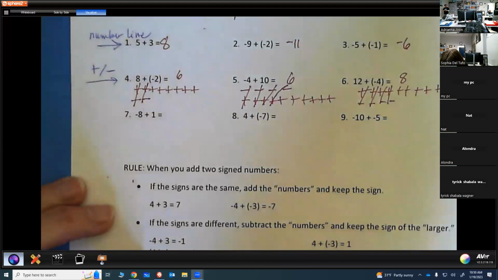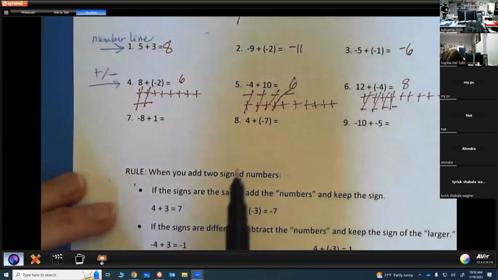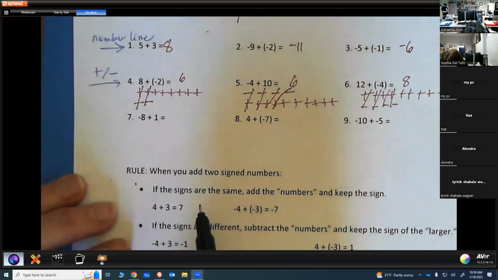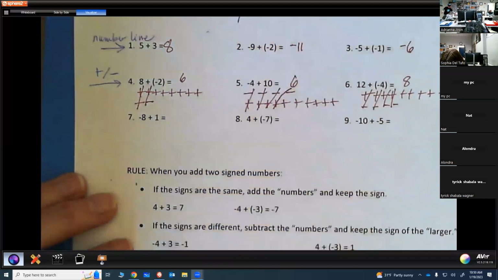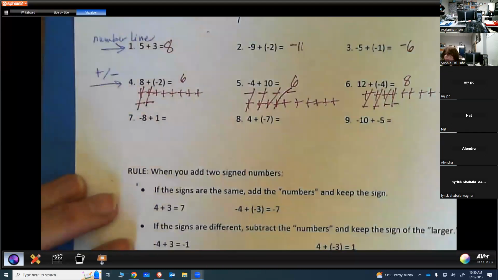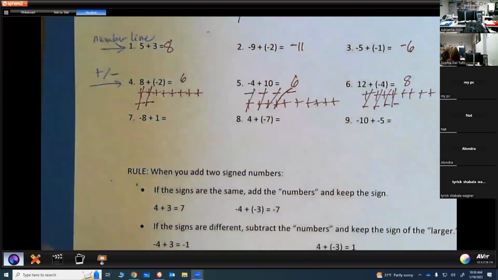Okay, for the last 3, use a number line, use the positives and negatives. Don't use a calculator right now, but find the answers to 7, 8, and 9, however you choose, without a calculator.